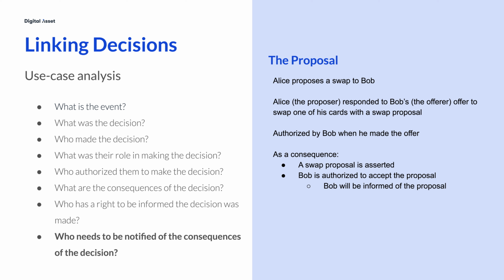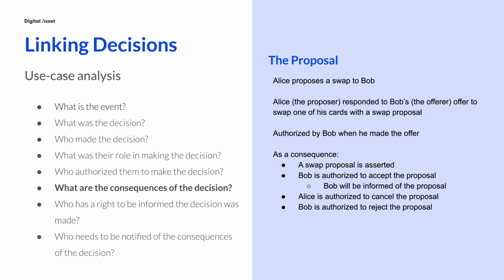Before we move on, we should reconsider the consequences of this decision. While we captured the consequences necessary to link this decision into the swap workflow, if we consider this decision in isolation, there are probably other consequences we should consider. So going back to thinking about consequences, there are probably two additional authorizations involved. Alice probably wants to retain the right to cancel the proposal if she changes her mind. And Bob probably wants the right to reject the proposal if it is unacceptable to him.